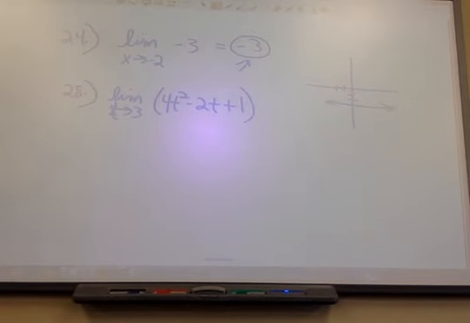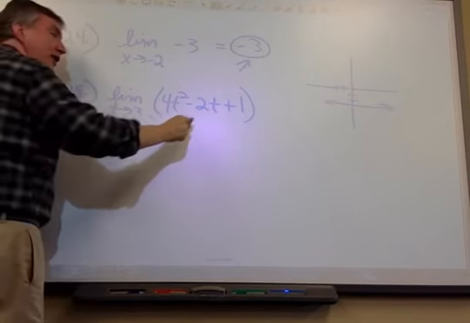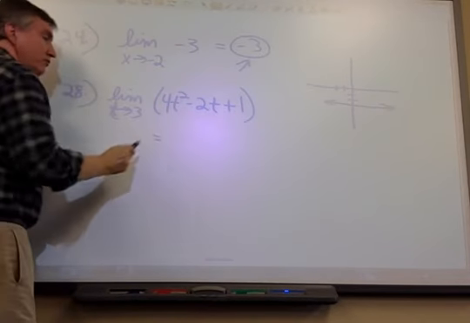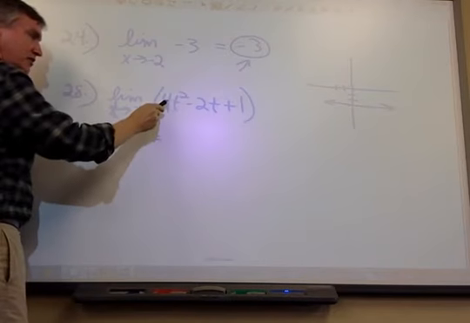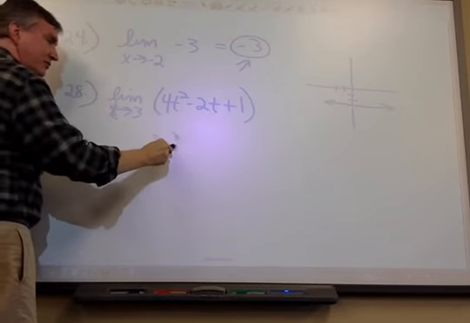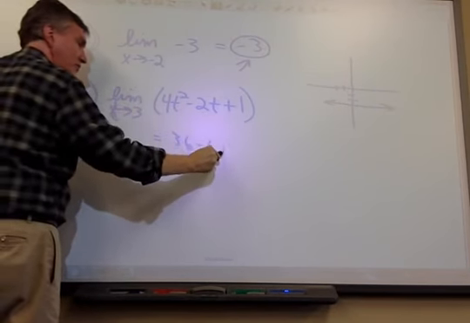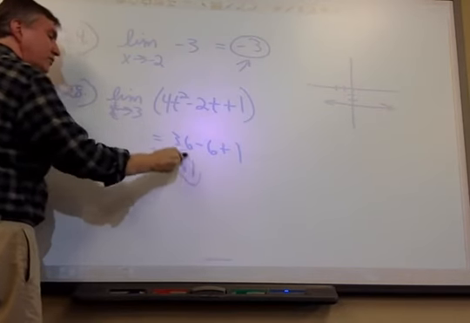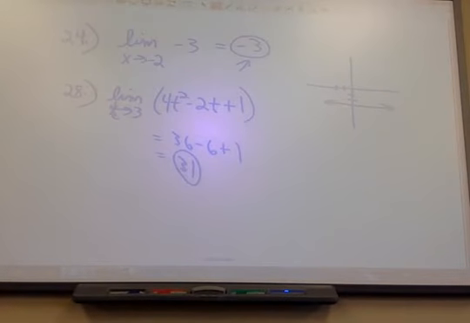I could sketch that. We could graph it. It would be an upward thin parabola, remember from college algebra? But as t gets close to 3 from either side, that's an unbroken curve. It's going to go to the same place, isn't it? If it's a polynomial like this, you could just plug the 3 right in, and that's your limit. So what would that be? 9 times 4 is 36 minus... the limit would be 31. No problem there.